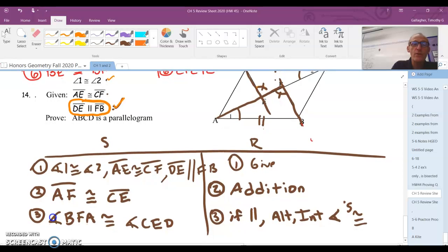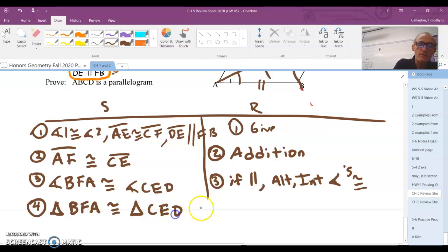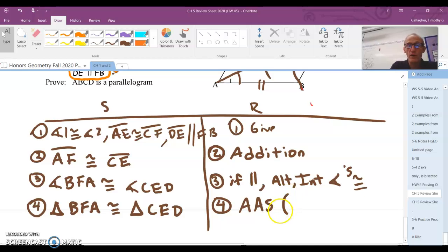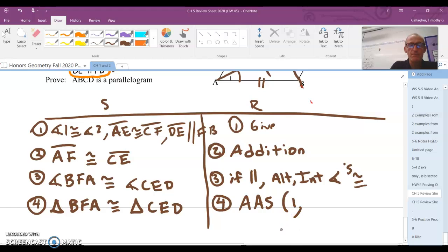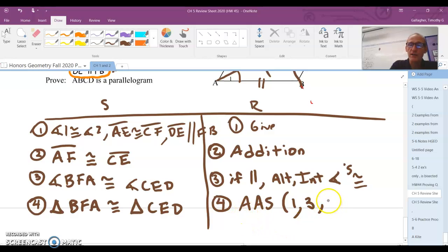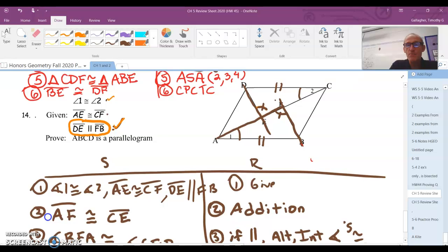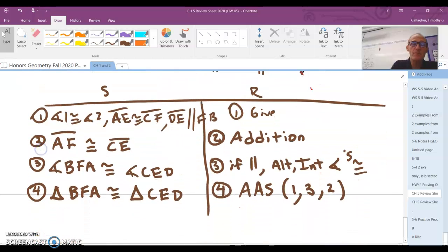Now, we have the two triangles congruent. Triangle BFA, I'm just stealing these three letters, triangle BFA congruent to triangle CED, and I believe it was angle side. Now the first angle was 1 and 2, so that's 1, okay. This second angle was 3 from the alternate interior angles. And then the side we had was 2 by addition. Okay? Now, excuse me. We have AB congruent to CD by CPCTC.